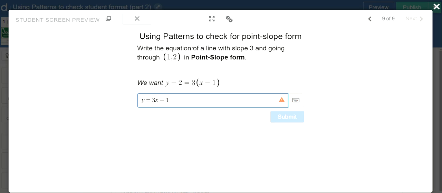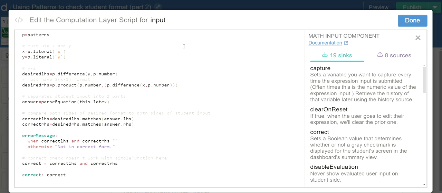So let's take a look behind the scenes, under the hood, if you will, at the computation layer. Looking at our computation layer here in the background, there's a lot of similarity, so hopefully this is becoming familiar looking. We're going to represent the patterns function with the letter P. We're going to define variables x and y, being literally x and y, so that the students have to use variables x and y. And then let's move to our desired two sides of the equation. I've got a desired left-hand side of the equation that I want students to submit, and a desired right-hand side.